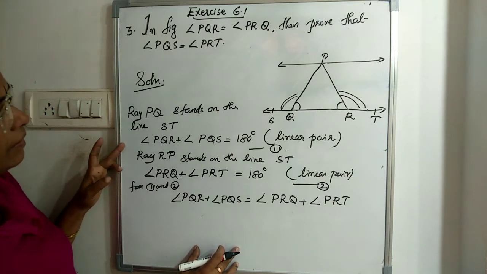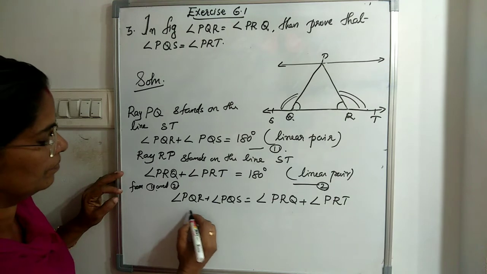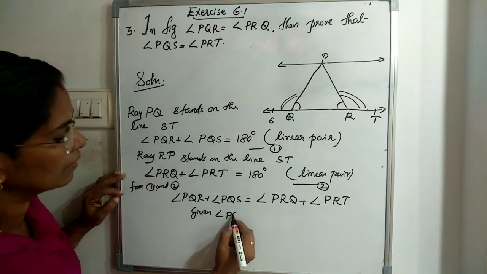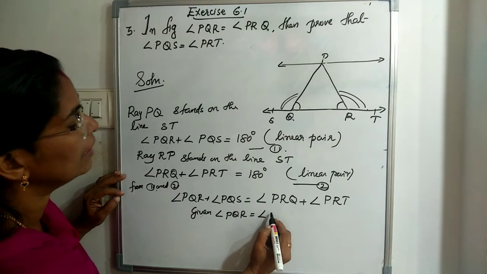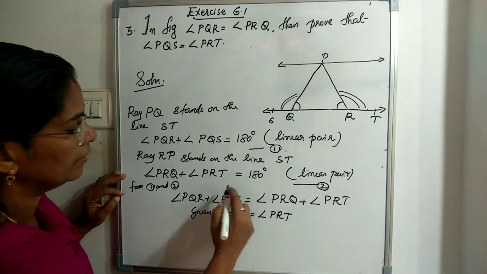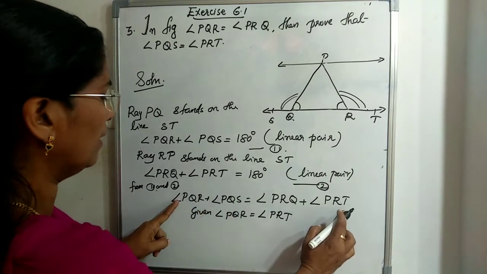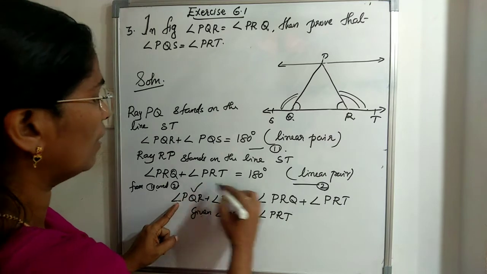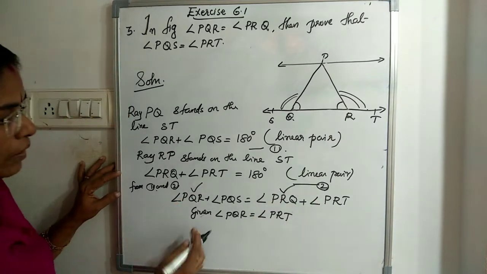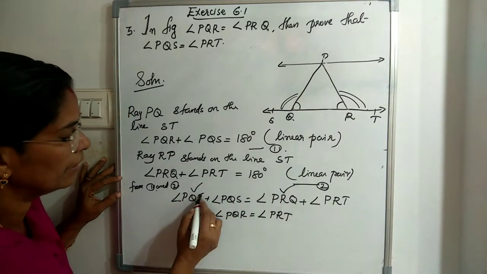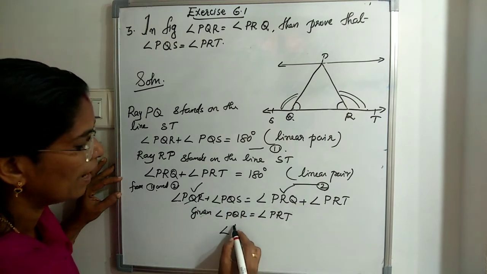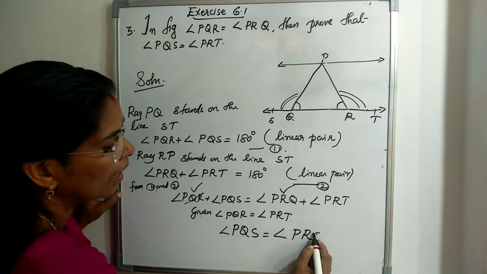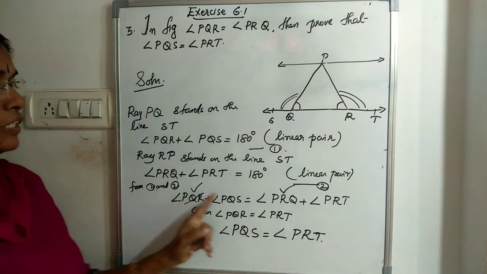Already it is given that angle PQR is equal to angle PRQ. These two are equal, so we can cancel them. Then the balance: angle PQS is equal to angle PRT. Clear? These two are equal, it is given in the question.